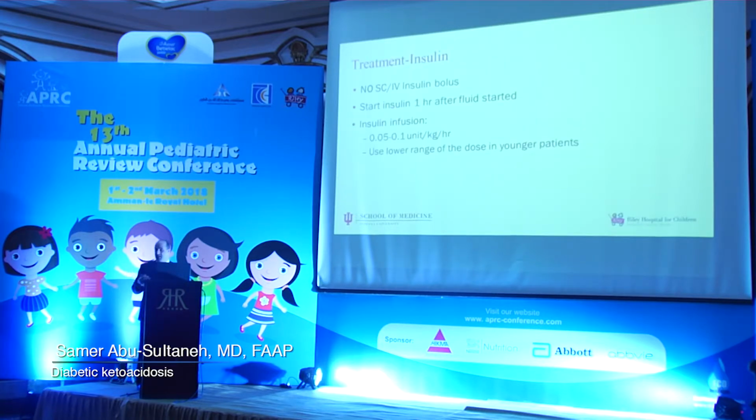Now, what about insulin? You need to give them insulin. We don't recommend giving any insulin boluses. So if you need to treat DKA, you usually wait about an hour before you give them any insulin. Then you start them on an insulin drip. The usual dose is 0.03 to 0.1 unit per kg per hour. We use a lower range of the doses, especially for younger patients.